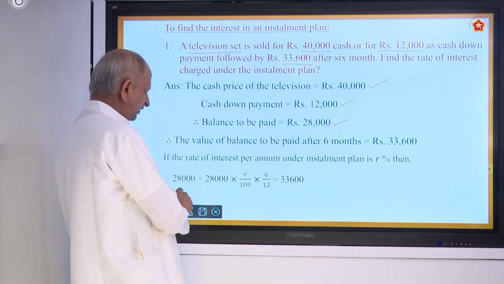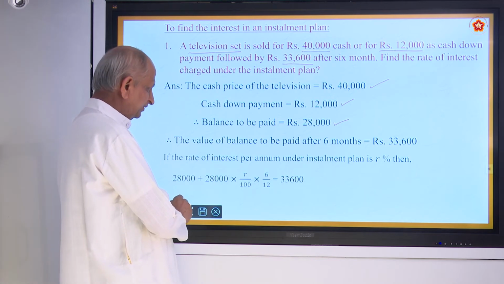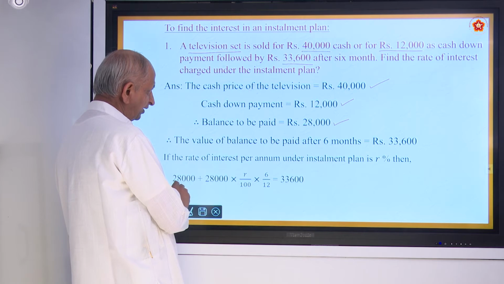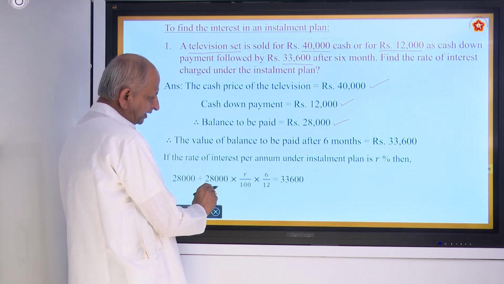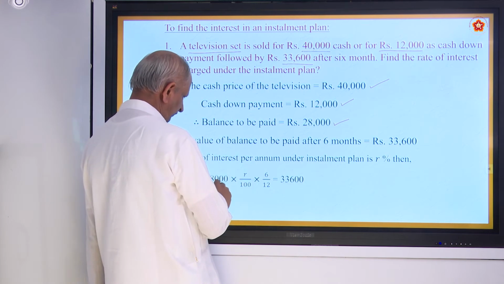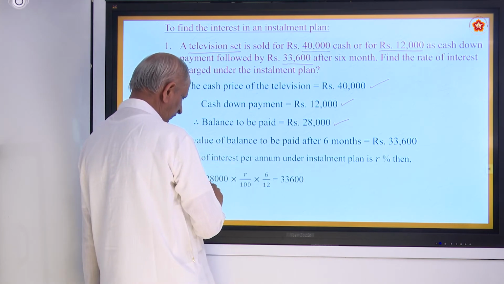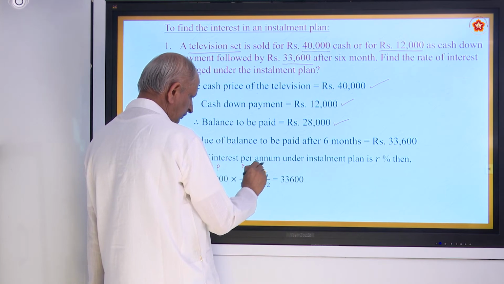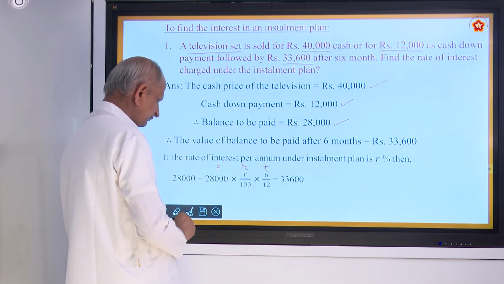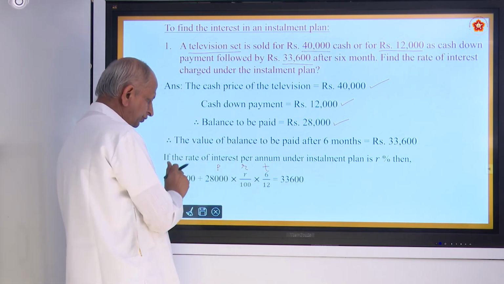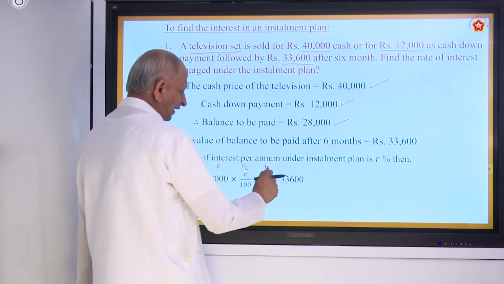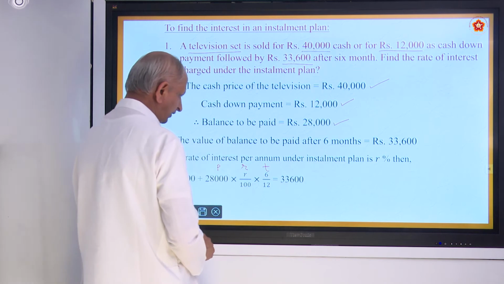So how do you calculate the rate? The question asks for the rate of interest. So 28,000 is the balance to be paid, and then the interest for 6 months is given. So 28,000, that is called PRT by 100, the interest on that. This is the principal plus interest. You add them together, it becomes 33,600.